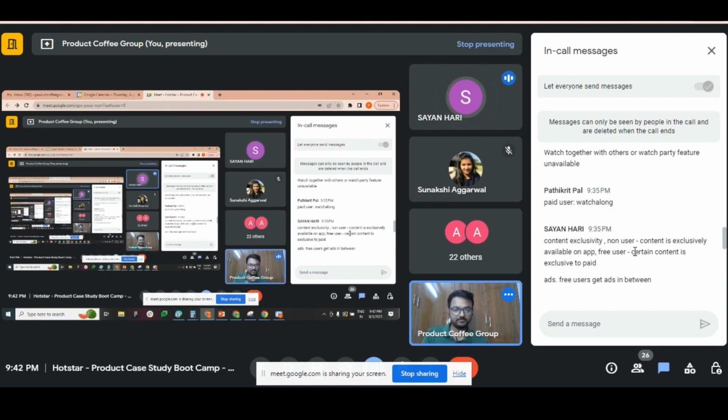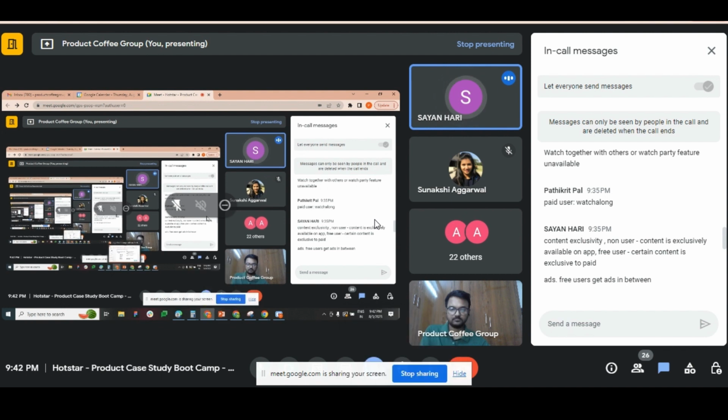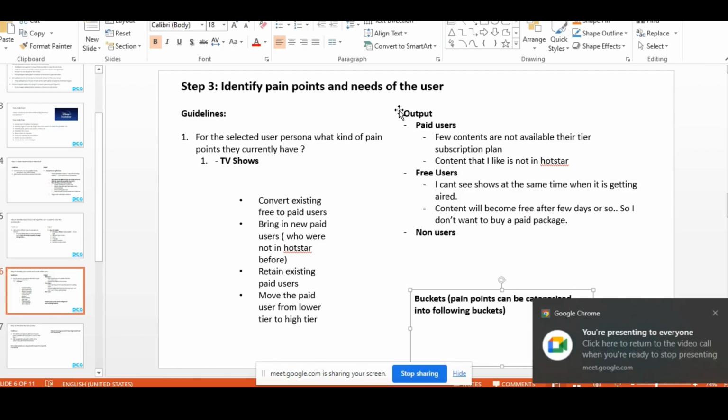Okay, fair. So my first point is content exclusivity. For a non-user, knowing that this content is available on the platform makes me become a user, even if it is as a free user. Now, as a free user, I can see that certain content is exclusively for the paid user groups, so I would want to become a paid user. That's something that is right now a driver for me to become a paid user.